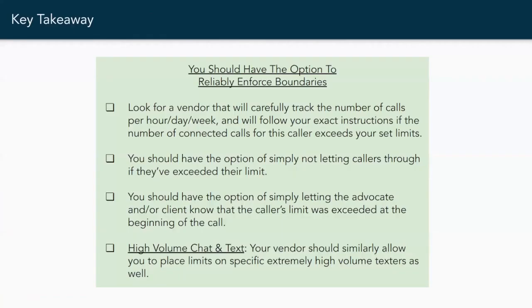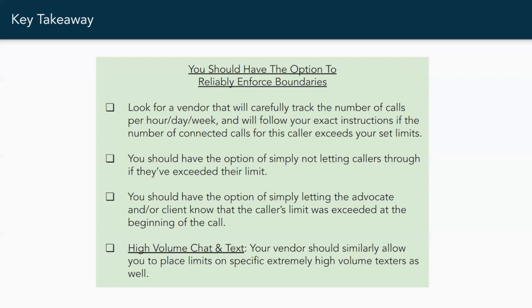Okay, so about setting boundaries with extremely high volume callers. If you want to set boundaries with extremely high volume callers, you should have the option to do this. So when you're doing that, look for a vendor that will carefully track the number of calls per hour, per day, per week for each caller, and follow your exact instructions on what to do if the number of connected calls for that specific caller exceeds your set limits.